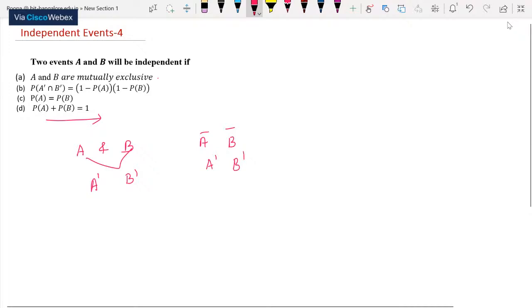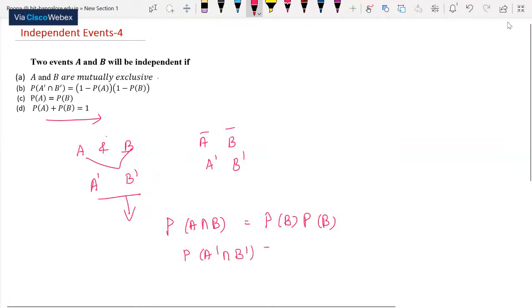Now you see, A and B are independent, and the corresponding complements are also independent. What does our multiplication theorem say? Both A and B are independent, that gives us the product of their probabilities, P of A into P of B. Similarly, since A and B are independent, the complements are also independent. The probability of A complement intersection B complement is the product of their probabilities, probability of A complement into probability of B complement. To know that, how to find the probability of A complement? It is 1 minus P of A. So the alternative form is 1 minus P of A into 1 minus P of B.